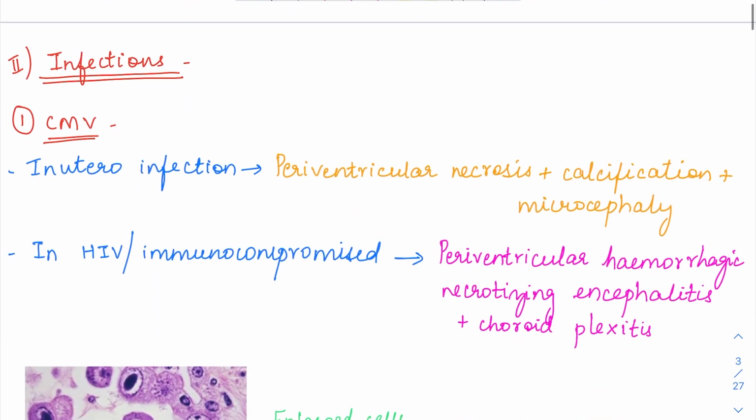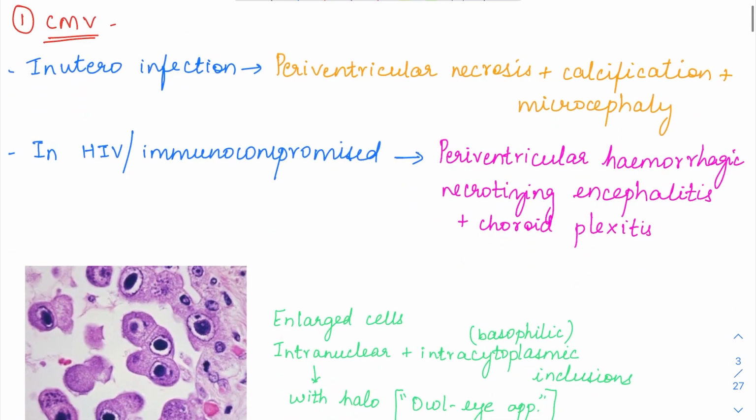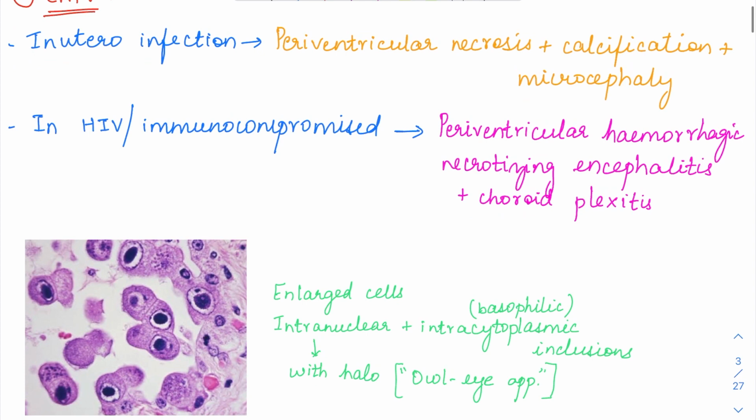So let's move on to the infections affecting the brain parenchyma. When the meninges are involved, it is called meningitis, while if the brain parenchyma is involved, it is called encephalitis. So various infections are cytomegalovirus, so CMV. It commonly causes infection in immunocompromised individuals.